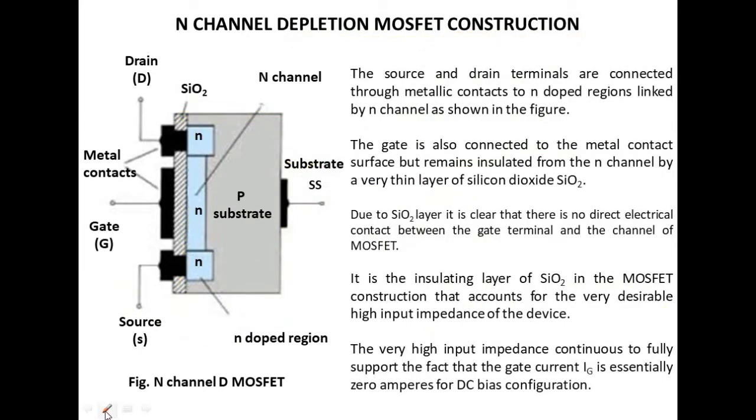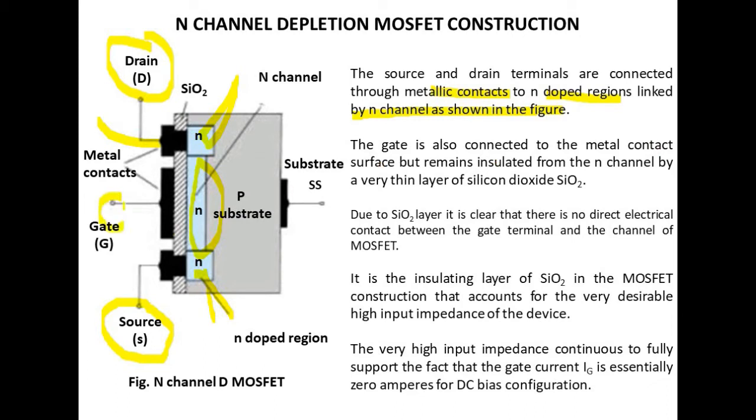The source and drain terminals are connected through metallic contacts to N-doped regions, which are linked by the N-channel, as shown in this figure. That is, this is the drain terminal and this is the source terminal, and these two terminals are connected with N-doped regions through a metallic contact, and these two N-doped regions are connected by this N-channel. The gate is also connected to the metal contact surface.